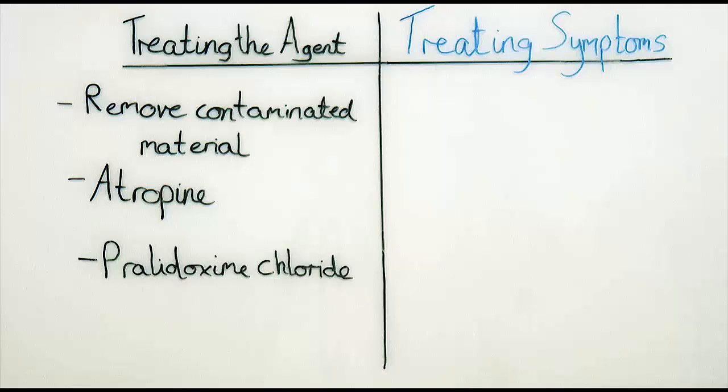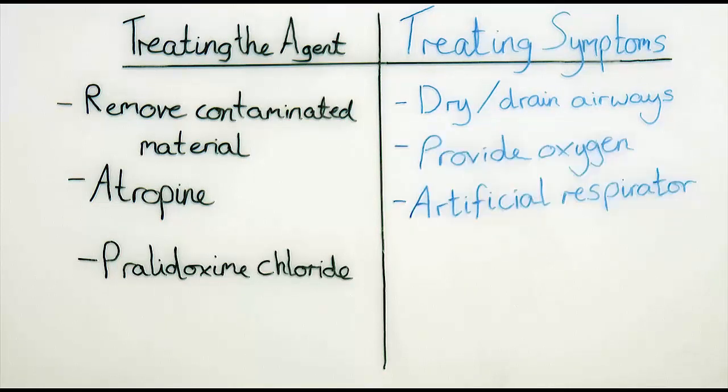To stabilize and support the patient, you must consider the most life-threatening symptoms. If the patient is struggling to breathe, dry the airways and move the patient so that any saliva or mucus blocking the airways can drain away. If in respiratory arrest, the patient will need an artificial respirator and oxygen. Salbutamol can also be administered to relax the smooth muscle and widen the airways.